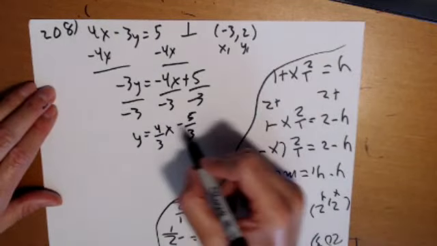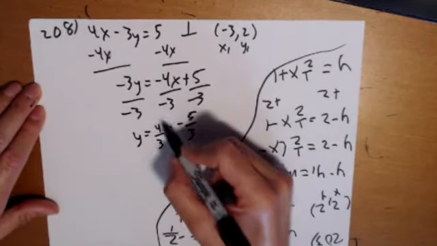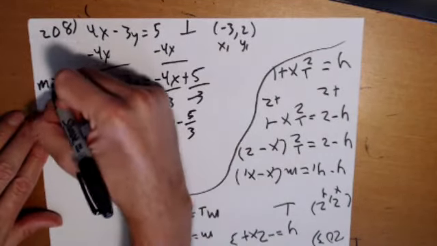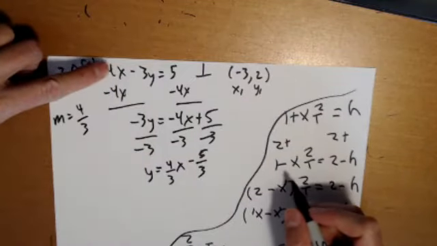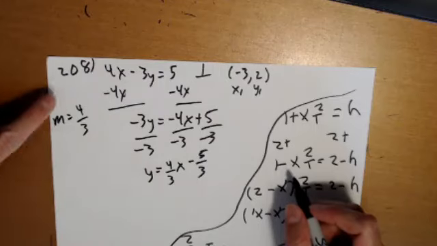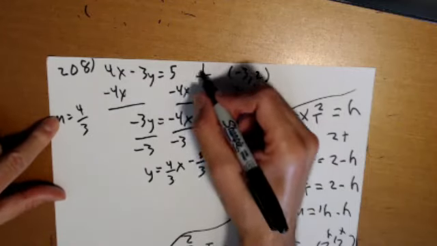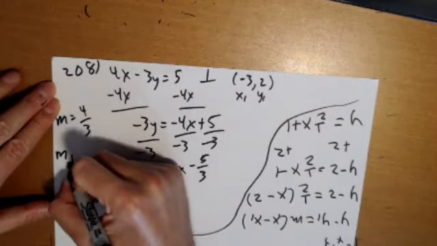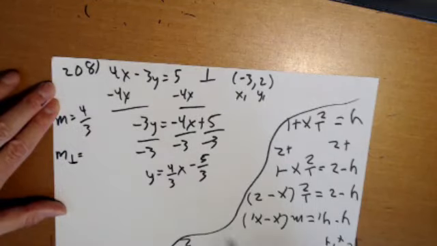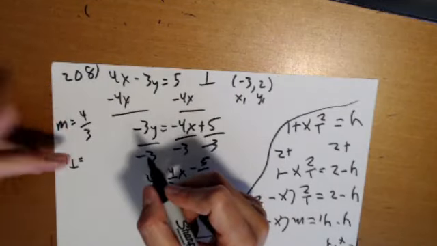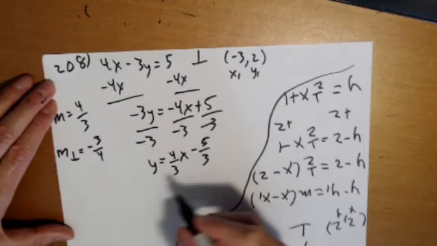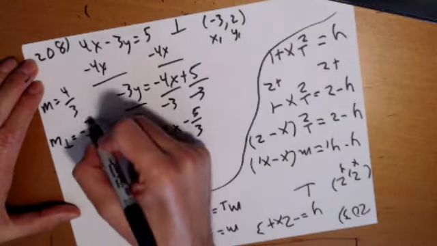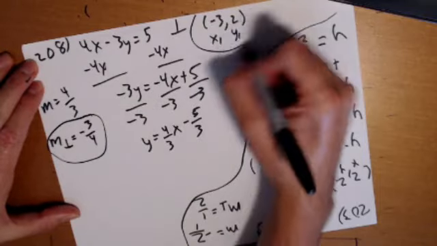So the slope is 4/3. m is 4/3, right? I put this into y equals mx plus b form and figured out the slope is 4/3. So they're looking for a line perpendicular. So m perpendicular must be opposite reciprocal or negative reciprocal. So negative 3/4. Okay. So now we're back on familiar ground. We got our new slope and we have our point.